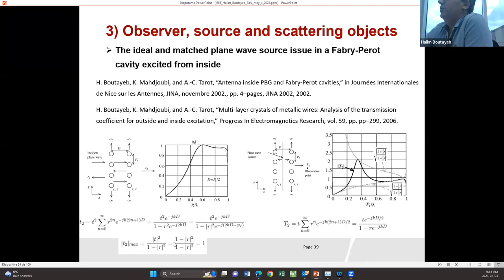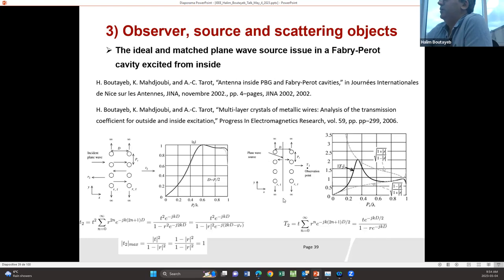And if you look at the amplitude, at the maximum we have this formula. At the maximum, you have 1 if you have no absorption. Now, if you excite the Fabry-Pérot cavity from inside, you do the same analysis in terms of multiple reflections, and you will get a formula where the maximum actually is not 1, it's more than 1, and the minimum is given here.